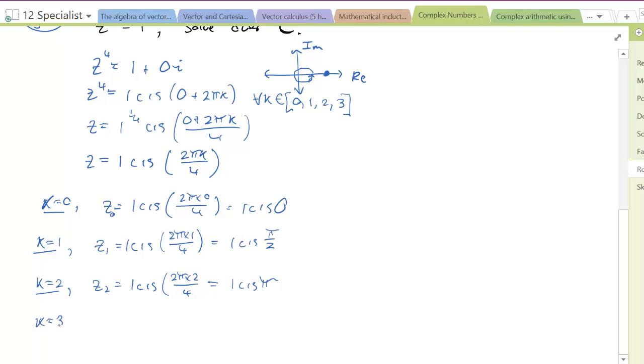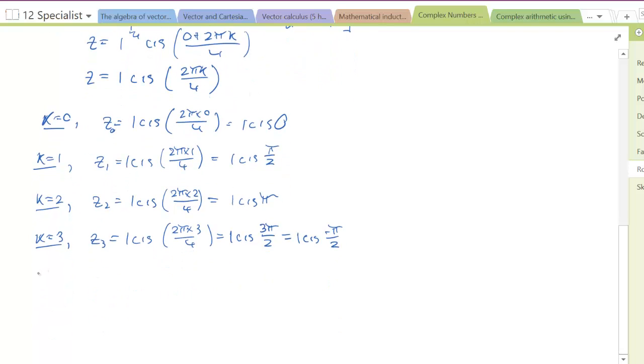And then finally, when k equals 3, we get z3 is equal to 1 cis 2 pi times 3 on 4. We get 1 cis 3 pi on 2. And if we look at the coterminal angle within the domain, that is 1 cis negative pi on 2. Okay, so there's our four solutions.